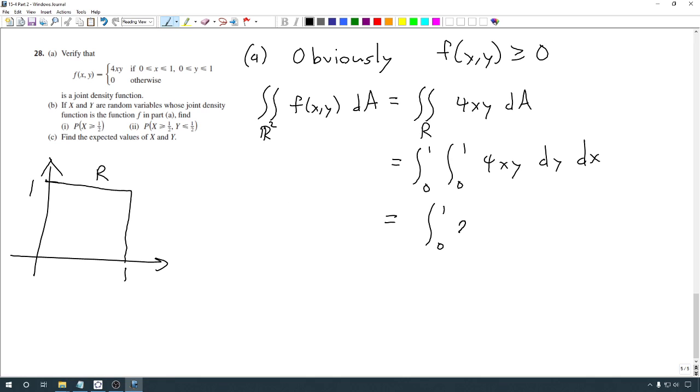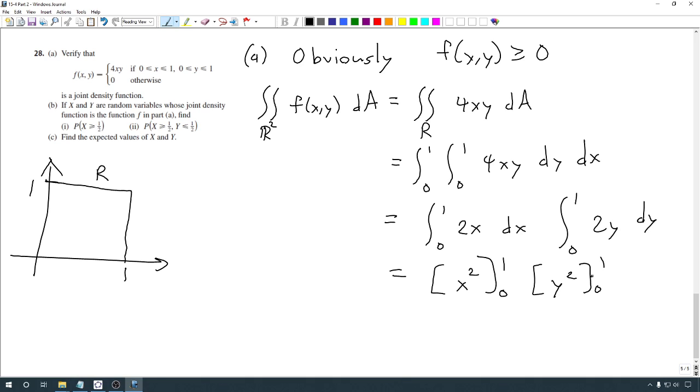So let's just actually do that. We'll have a 2x and a 2y. Now you might wonder why I didn't just pull a 4 out in front. Well, what's the integral of 2x? It's x squared. And the integral of 2y is y squared. We put in 1, we have 1 minus 0. So this is a 1 times a 1. We get 1. That's what we wanted. So this is a joint density function for the probability for these two random variables, capital X and capital Y. We don't really know much more than that, but we do have that at least.